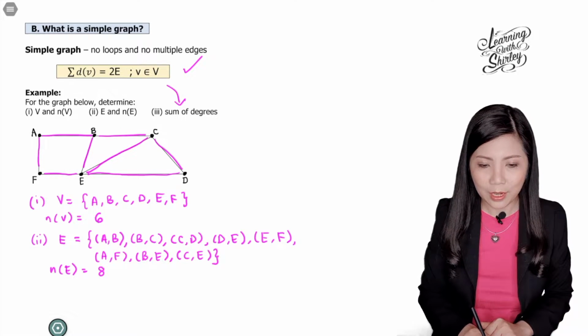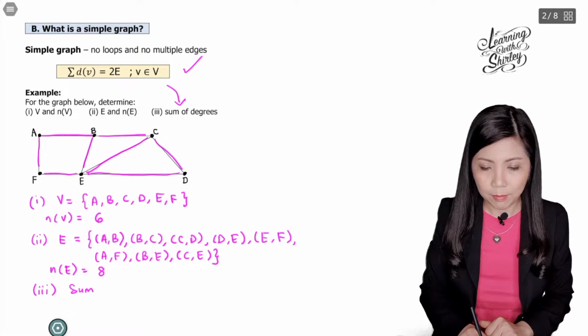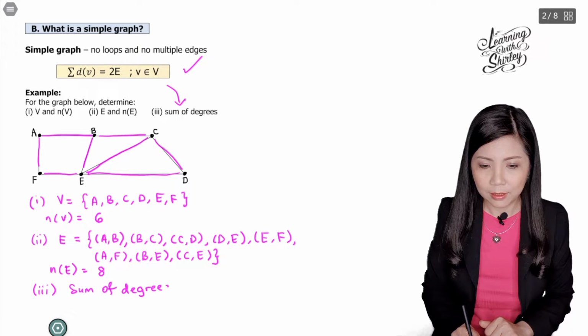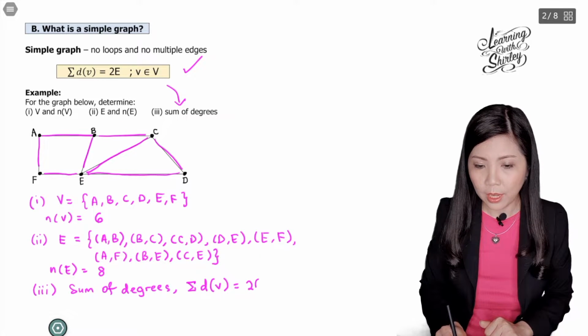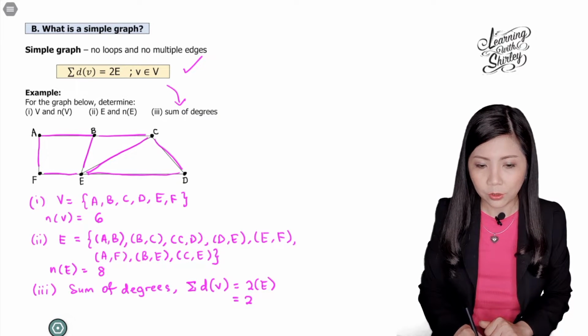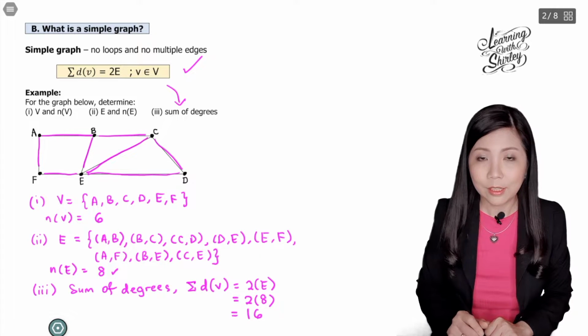Okay, so next will be finding the sum of degrees. So the formula is sigma dV equals to 2E. Okay, it means that it's twice the number of edges. So the number of edges that we found in question 2 is 8. So we multiply by 8. So 2 times 8 is 16. So that's the answer.